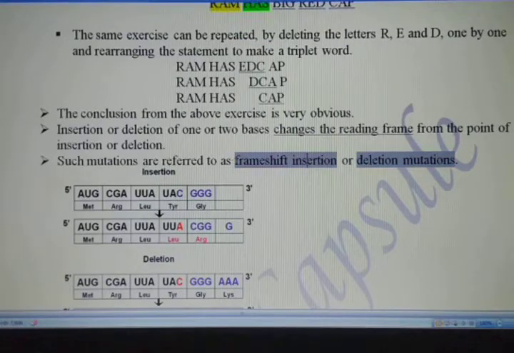Let us separate it totally: frame shift insertion mutation or frame shift deletion mutation. If a base is inserted, that means frame shift insertion mutation. And if deletion is there, then that means frame shift deletion mutation.